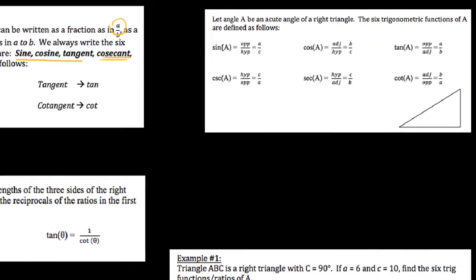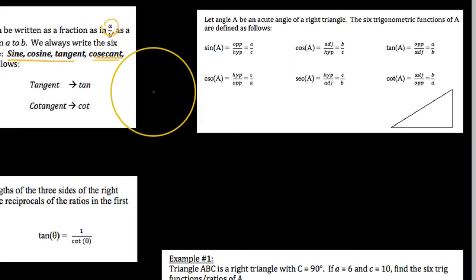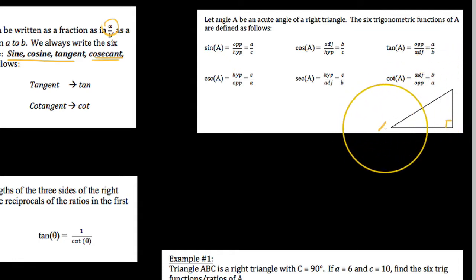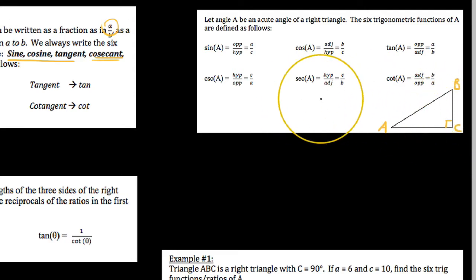What we're going to do is define these 6 trig functions. If you have a piece of paper handy, sketch in a right triangle. We want the angle A to be an acute angle of this right triangle, so A is going to be one of these two other vertices. I'm going to call this the angle A here, we'll call this one B, and this one down here, C.